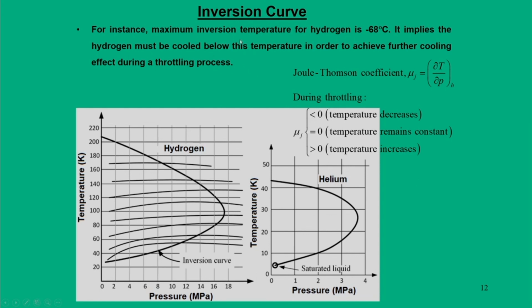So, for instance, the maximum inversion temperature of hydrogen is close to about minus 68 degree centigrade. That means if you want to get the cooling effect, if you cool hydrogen, then only can we liquefy it. That means your throttling process should start anywhere below this line. So, all these throttling processes, the initial state points, have to be from any of these initial states, so that during the throttling process we can reach the inversion curve so as to get the cooling effect.